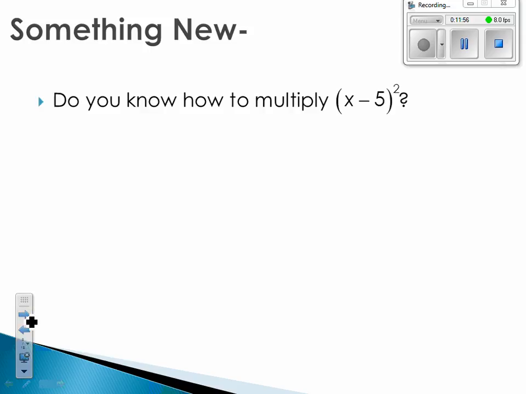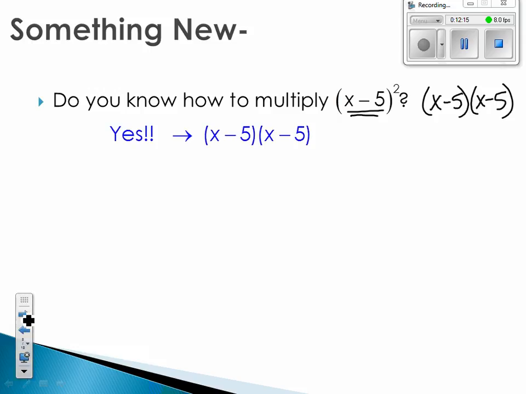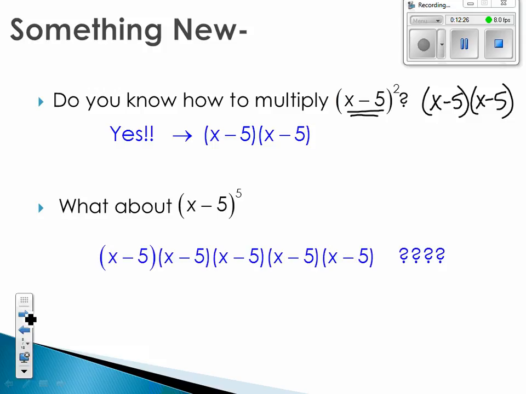Do you know how to multiply x minus 5 squared? Of course you do. Doesn't this mean the same thing as x minus 5 times x minus 5? And we can rock and roll with that all day long. But what if my exponent had been higher? x minus 5 to the 5th power. That's going to look a little bit different. Doesn't that seem like a headache?